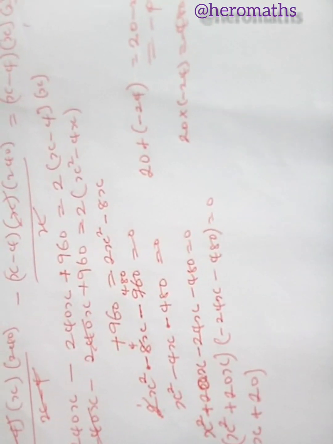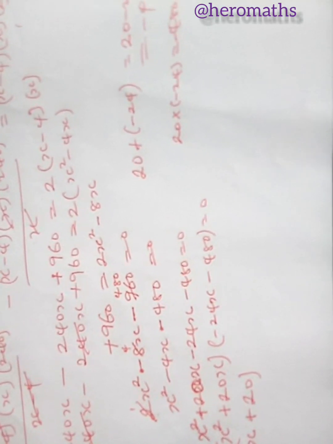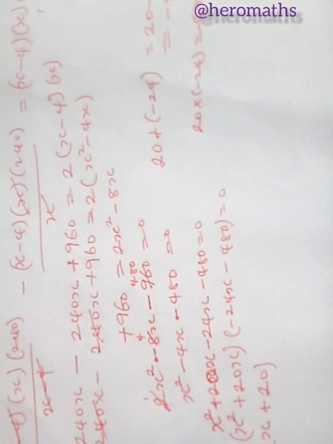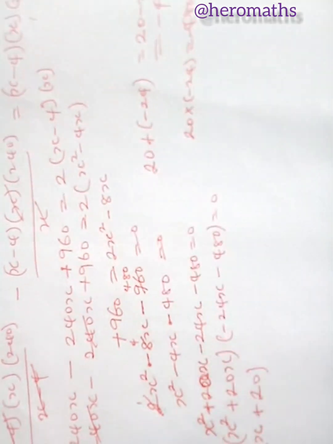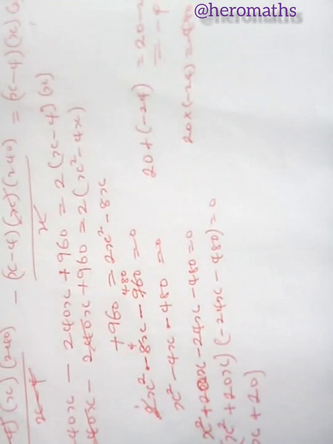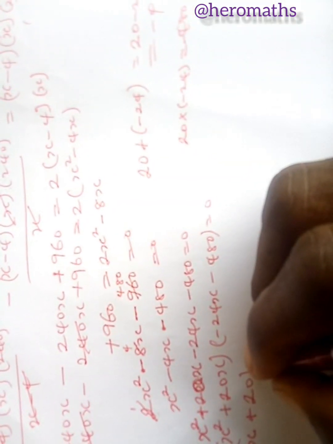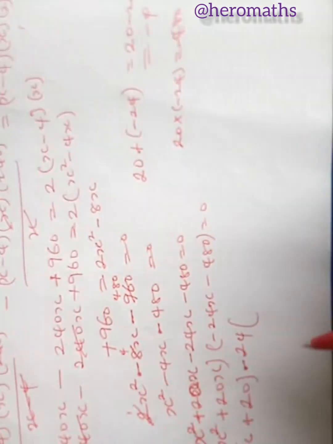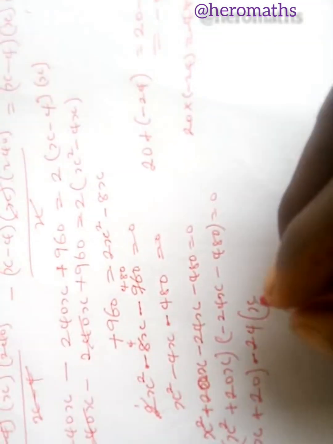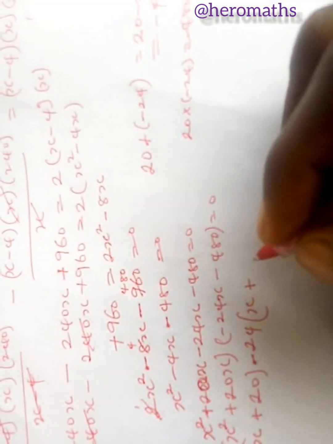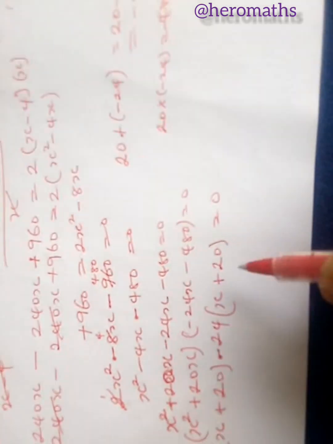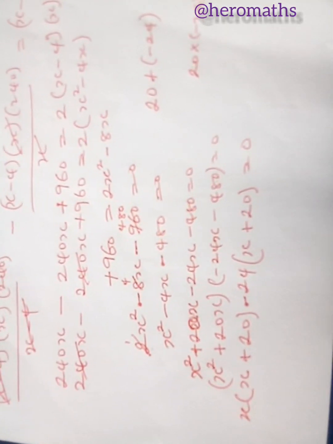Now come to this place to factor what is common. What is common here? 24 is common, so we can have minus 24 outside. Then minus 24 times x will give us minus 24x, then minus 24 times 20 will give us minus 480, which is equal to 0. Now normally when you're solving a quadratic equation using the factorization method, what you do is see that the inside is equal to the inside.